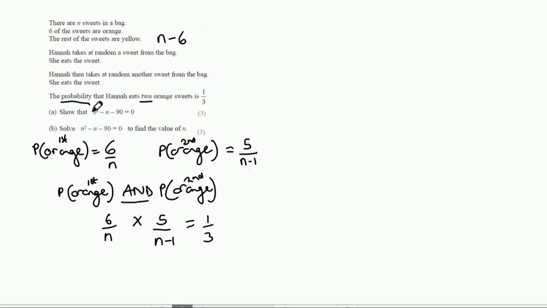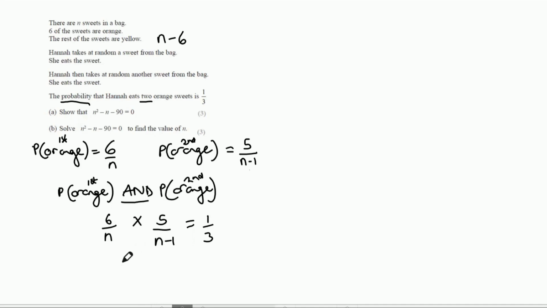Now we've somehow got to make it look like this. At the moment it's not resembling what they want us to, but let's just commit to the working, the rule of probability. We're going to times these together and see what happens. Don't be frightened with the fact they're algebraic fractions. They behave in the same way as regular fractions, and we times the numerators together and we times the denominators together.